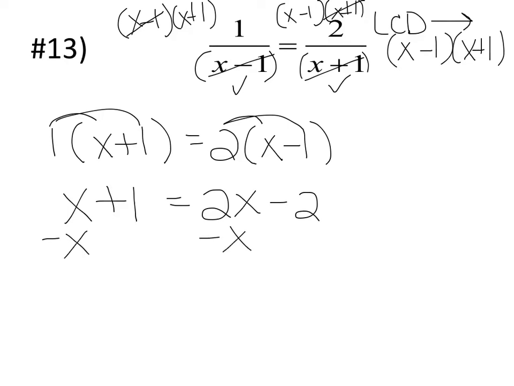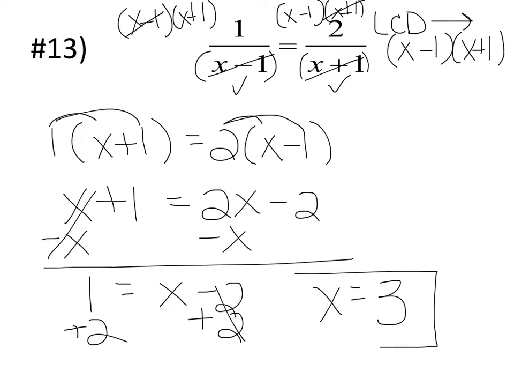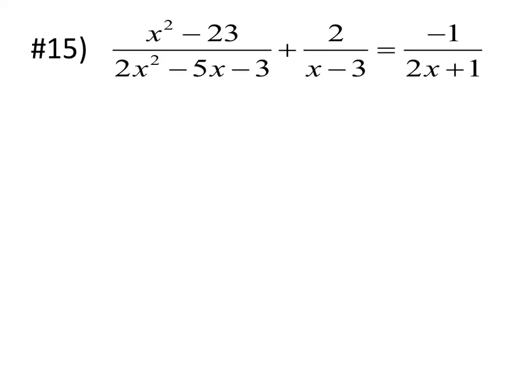Subtract x from both sides. You get 1 is equal to x minus 2. Add 2 to both sides, and you get x is equal to 3. If I plug 3 in here, 3 minus 1 is 2, 3 plus 1 is 4. I don't get 0. So my answer is just x is equal to 3. You're good there. All right.